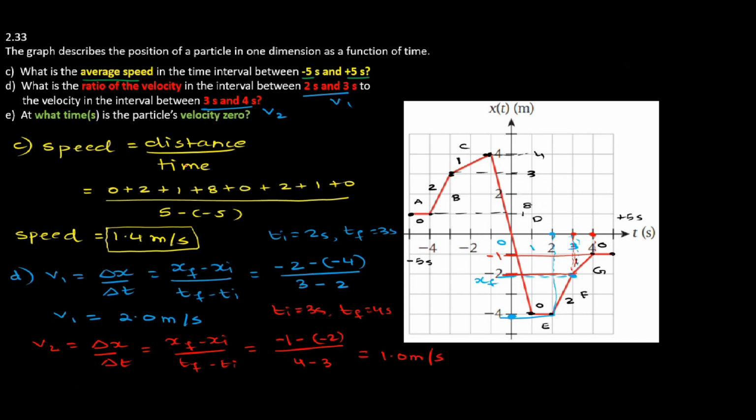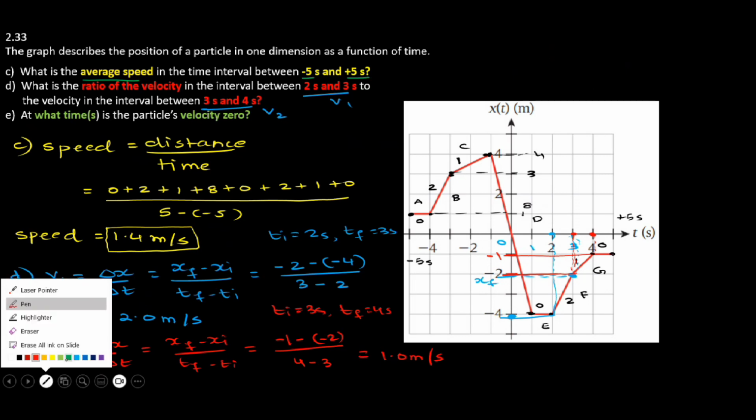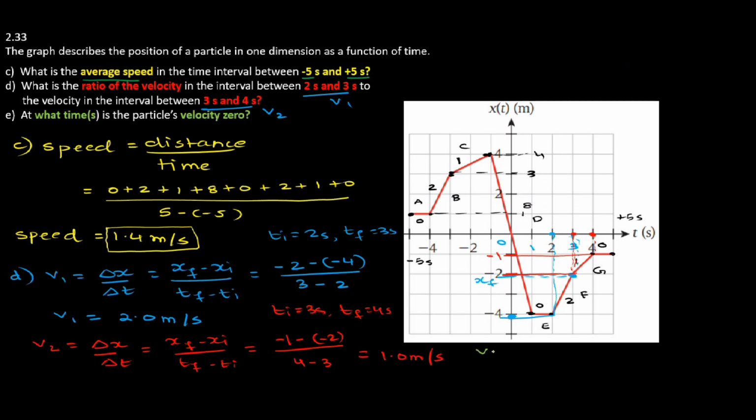The question wants me to find their ratio. They want me to find the ratio of velocity between 2 seconds and 3 seconds to 3 seconds and 4 seconds. So basically, I need to find v1 over v2. The value of v1 is 2, v2 is 1. So the ratio is 2 over 1. I can write v1 is to v2 equals 2 is to 1.